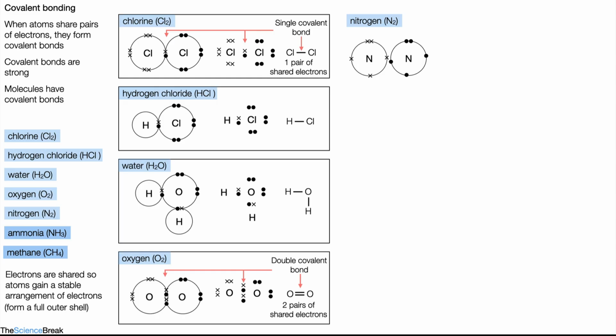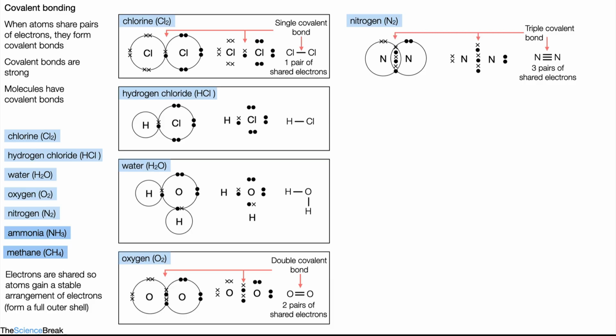However, if we look carefully, we can't just share 1 pair of electrons. In this case, we actually have to share 3 pairs of electrons in order for both atoms to have a full outer shell. So this is how we draw nitrogen without the shells, and we show the triple bond like so. That's 3 pairs of shared electrons, as shown by the arrows on the other diagrams there.